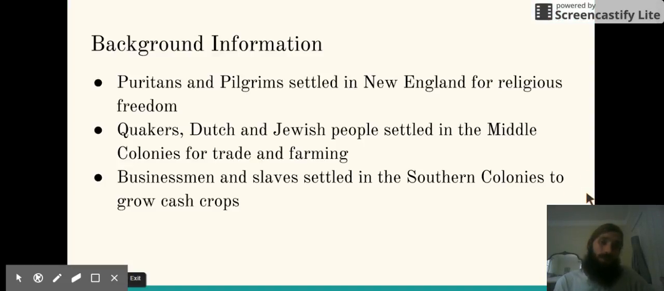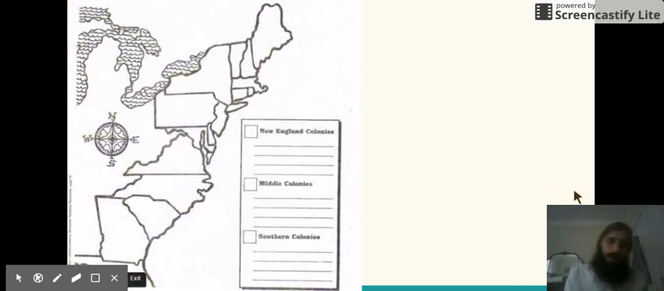The Puritans and the Pilgrims settled in New England for religious freedom. The Quakers, Dutch, and Jewish people settled in the middle colonies for trade and farming. And businessmen and slaves settled in the southern colonies to grow cash crops. Go ahead and use this information to fill in the blanks on your worksheet. You're also going to use this information to fill in the map on your worksheet.